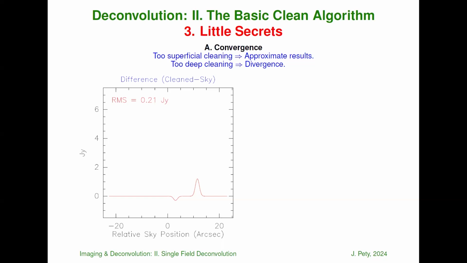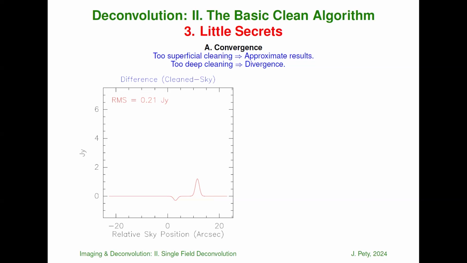Okay. So this means that if you're doing a too superficial cleaning, you will get only approximate result. On the other hand, because you have noise, if you're doing a too deep cleaning, there is a risk at some point that you will amplify the noise because deconvolution is a non-linear process, and you will create structures. So the actual question is, how do we know that we converge or not?